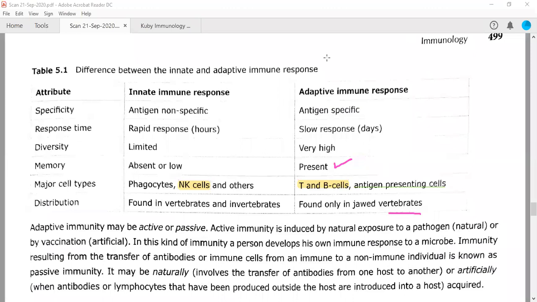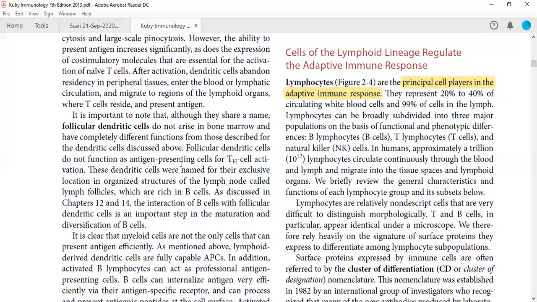All right, so we move back to lymphocytes. As we already have covered, B, T, and NK cells together constitute 20 to 40% of the circulating white blood cells and 99% of the cells in the lymph.